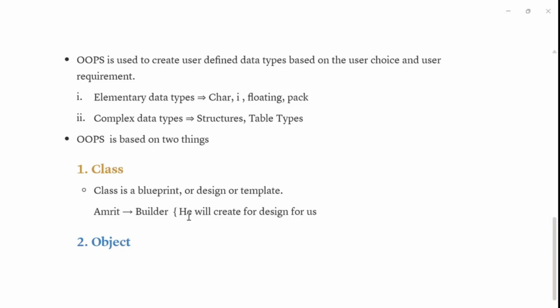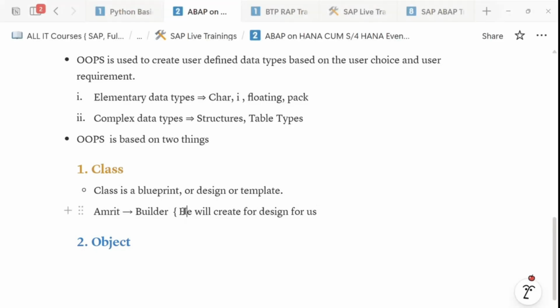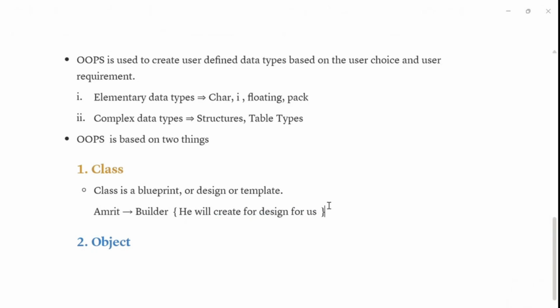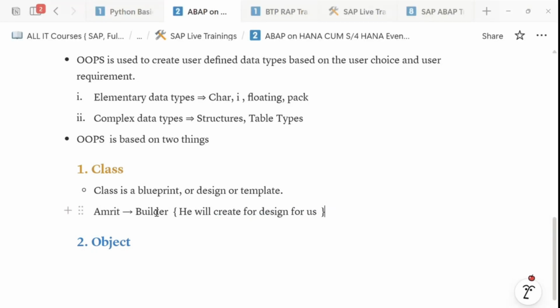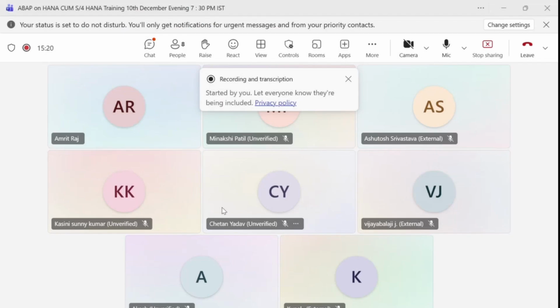He will create a design for us, right? This design is going to work like a template for us. I will approve. Now this builder will show this design to Mr. Amrit, saying this is the design. I will say, okay, I want some extra functionality.